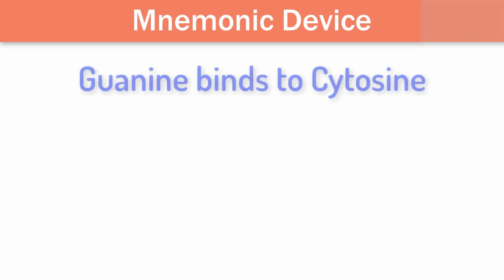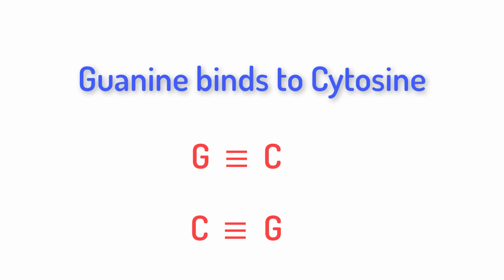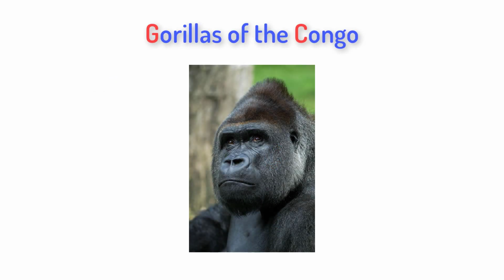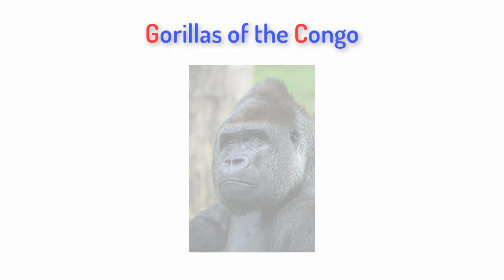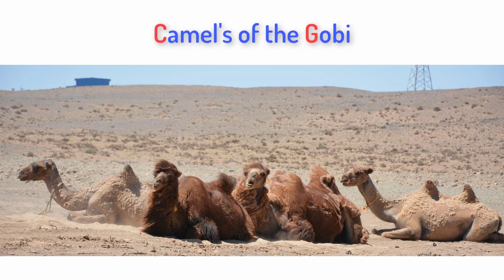Yes. And guanine binds to cytosine with a triple bond. Again, this one is a weak hydrogen bond. So we can represent this as G triple bond C, or we can write this as C triple bond G. The mnemonic device to remember G and C bonding is gorillas of the Congo. So you say G binds to C, gorillas Congo. Or you can say camels of the Gobi Desert. So C binds to G, camels and Gobi. Right? Okay, let's go ahead.